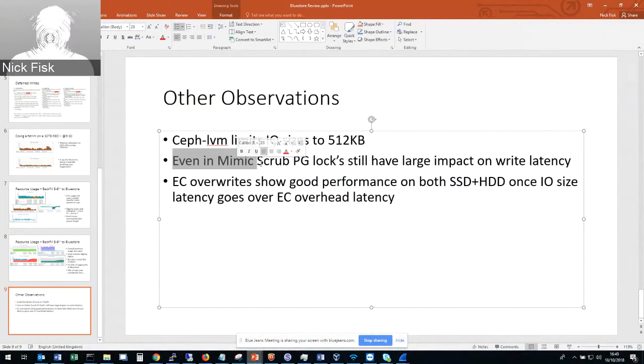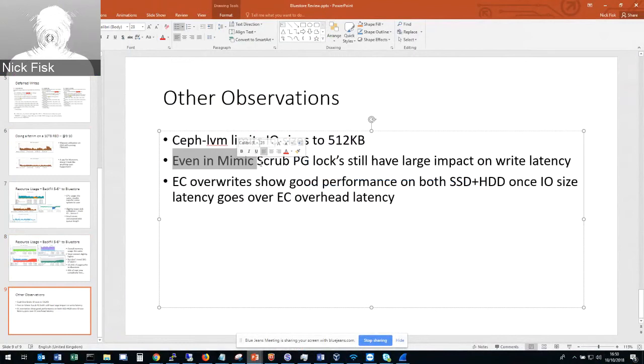This maybe is just something you have to live with, but it does mean that any IO going to that PG is waiting on a scrub to complete, which could be on a spinning disk 10, 20 milliseconds or whatever. Which, when you look at that deferred write stuff, it has an impact there.